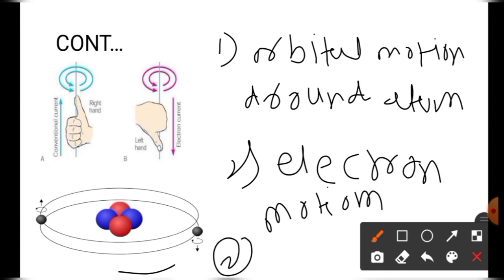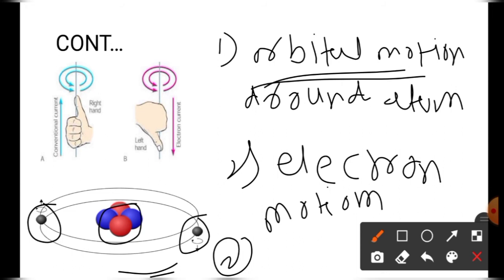Consider a second diagram. This is the atom and there are 2 electrons present. These 2 electrons are revolving around the atom. So this motion is called orbital motion, and second is the electron's motion. Electron has 2 motion. First one is clockwise direction and second one is the anti-clockwise direction. So these are the 2 reasons which are responsible for magnetic properties coming in the solid material.